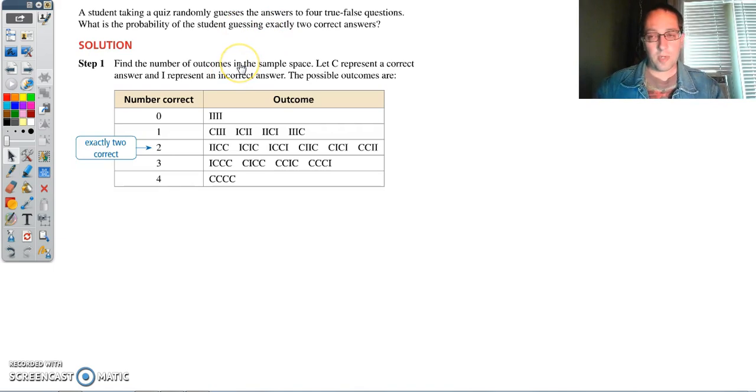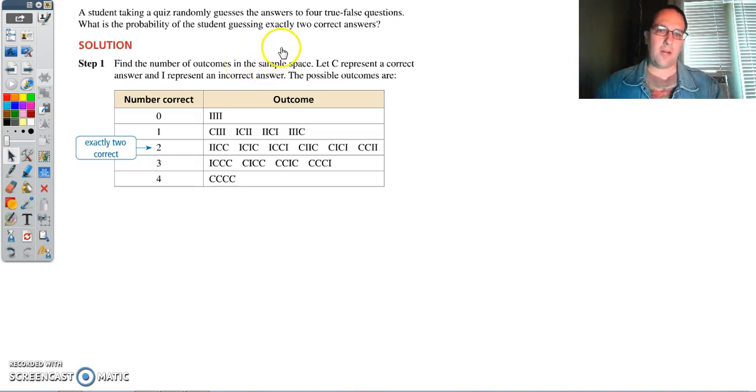So we're going to list our sample space. Now, how many are in the sample space? Well, you got 4 questions. Each one has 2 possible outcomes, right or wrong. So we got 2 outcomes here, 2 outcomes here, 2 outcomes here, 2 outcomes here. 2 times 2 times 2 times 2 is 16. So we have 16 total possible outcomes.